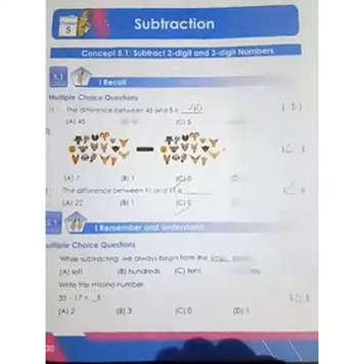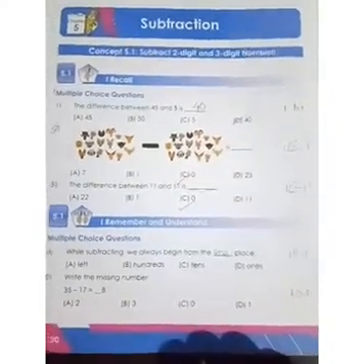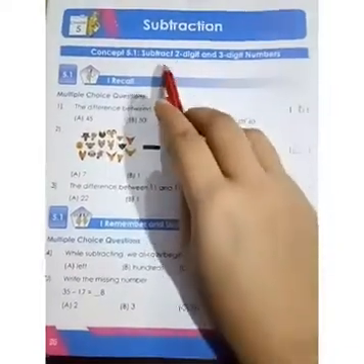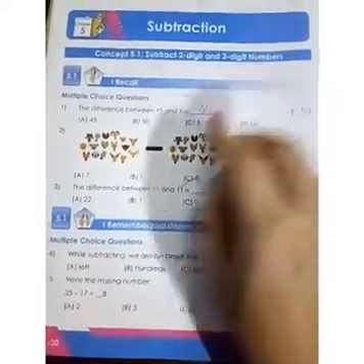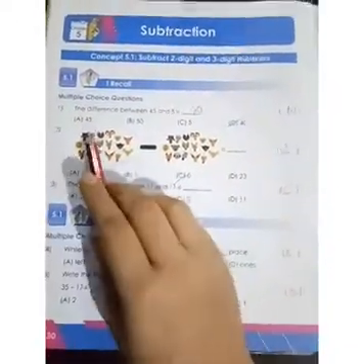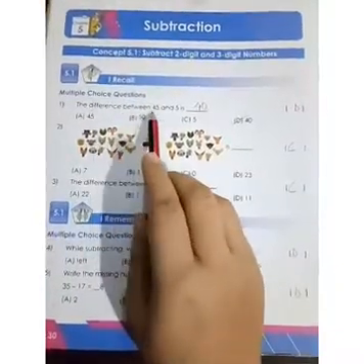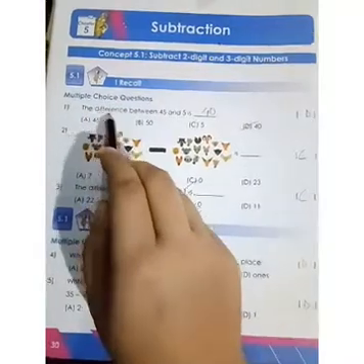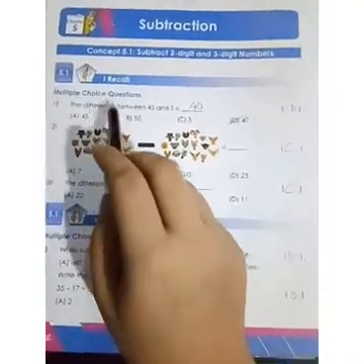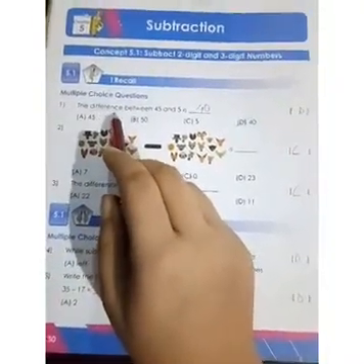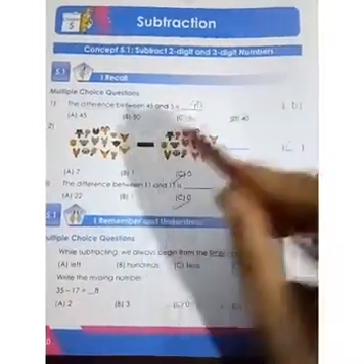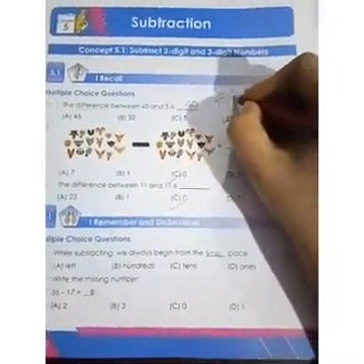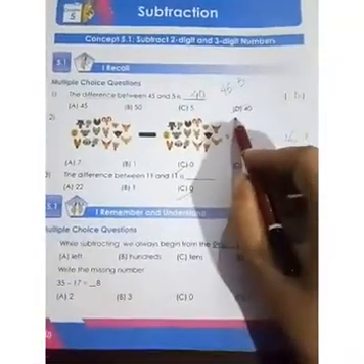Good morning children, we are going to do the workbook now. Since from the chapter subtraction only two topics are required, that is subtracting two-digit and three-digit numbers. The first one is the difference between 45 and 5. Difference means minus, another word for subtraction. So 45 minus 5, the answer is 40. So it is option number D.